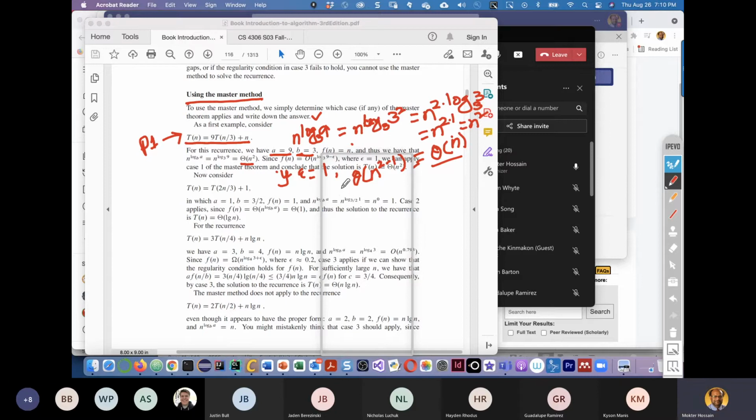So what is the result over here? The result T(n) will be theta of this. What is this value? n squared. Theta of n to the power log base 3 of 9, we say theta of n squared.